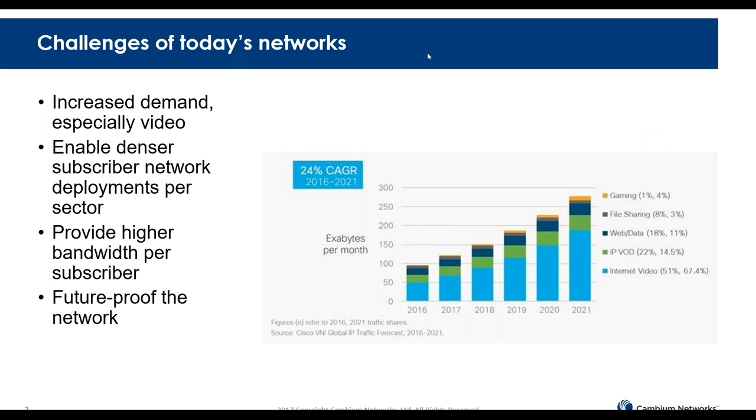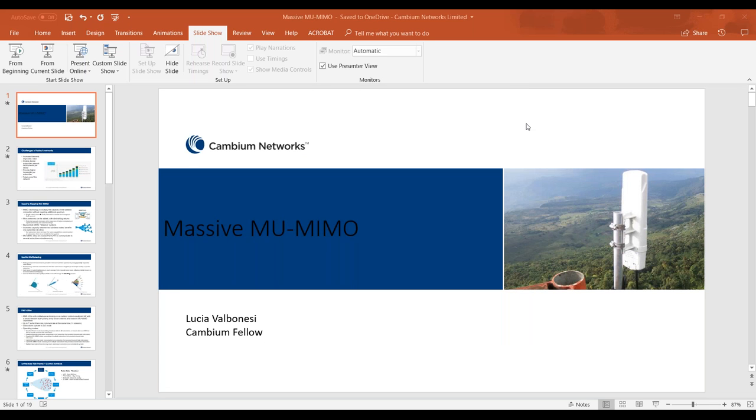Why is massive MU MIMO such an important technology? It is because it addresses one of the main challenges of today's networks, which is increased demand. Increased demand is due typically, especially to internet video, because internet video has been increasing year over year.